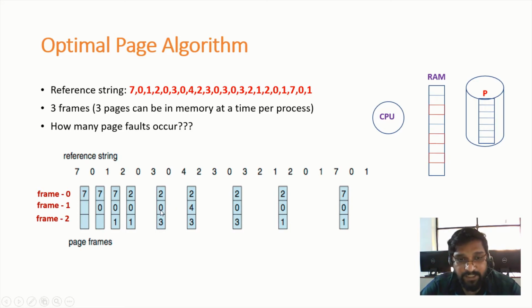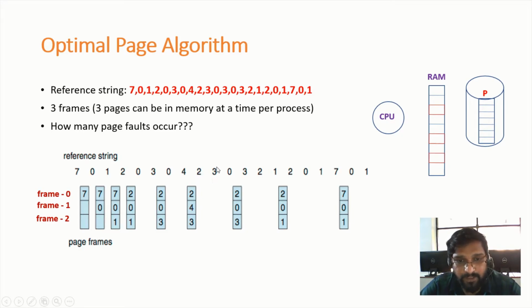After replacing page number 0 with page number 4, the contents of the RAM will look like this, that is 2, 4 and then 3, right? Next CPU is requesting for page number 2. So page number 2 is present inside the RAM. Yes, page number 2 is present inside the RAM. So we call it as a page hit, right?